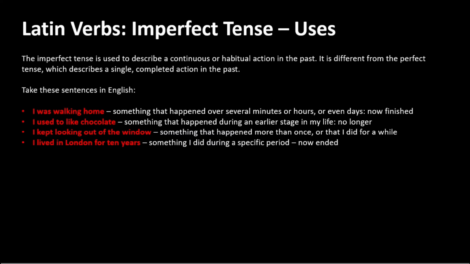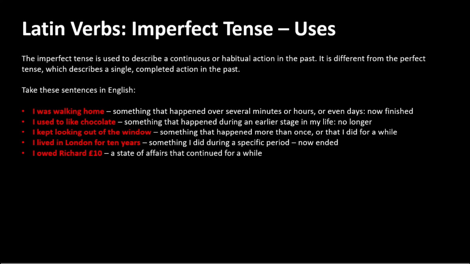I lived in London for 10 years. This is what it says. It is something that I did for a specific period. I did it during a specific period, which is now ended. I no longer live in London, but I did live in London for 10 years. And notice that the form of the verb, I lived, looks like simple past, but the clear implication of the sentence is that I was living in London. It is something that I did for a period.